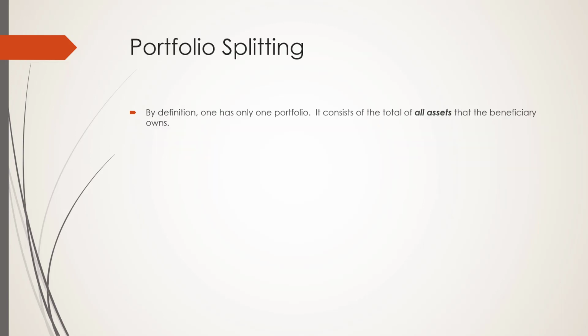But it's important to remember that in life, you get one portfolio at any given point in time. And that portfolio consists of all of the assets that you own. And so I think it's helpful to think about the portfolio as being all assets. Yes, you may manage different parts of it separately, but you need to keep in mind that this is all of the stuff that your client owns.